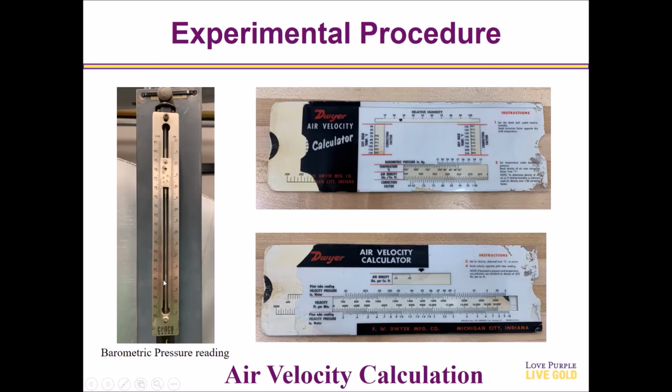So after getting the barometric pressure reading, we also need to find the relative humidity, which can be found in the lab. So we need to set this black point to the relative humidity of our condition, and then we will get the correction factor. After that, by using this barometric pressure reading and the room temperature, we will get the air density. And here we will get the air velocity by using the reading from the inclined manometer.